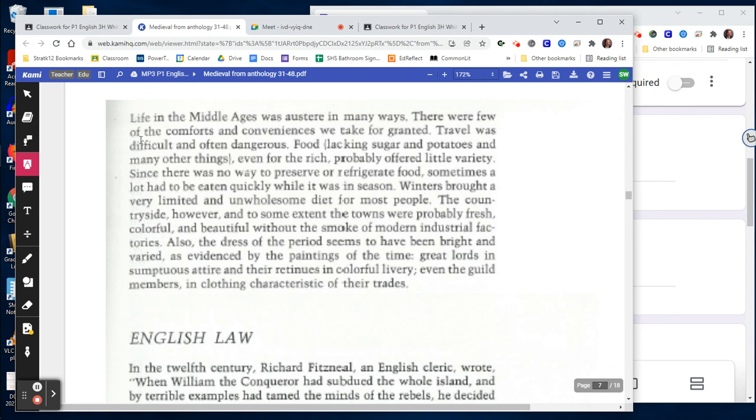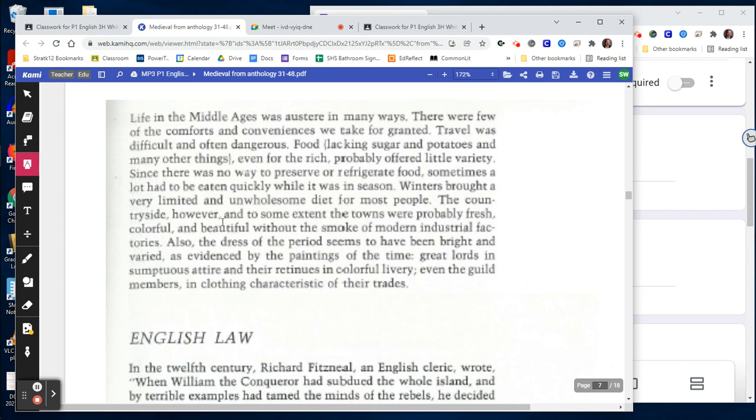Life in the Middle Ages was austere in many ways. There were few of the comforts and conveniences we take for granted. Travel was difficult and often dangerous. Food, lacking sugar and potatoes and many other things, even for the rich, probably offered little variety. Since there was no way to preserve or refrigerate food, sometimes a lot had to be eaten quickly while it was in season. Winters brought a very limited and unwholesome diet for most people.